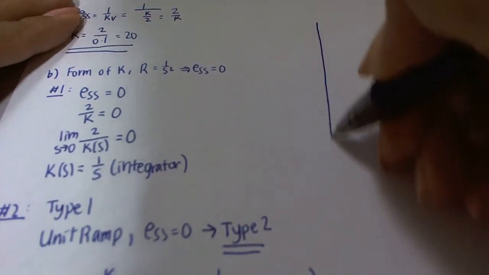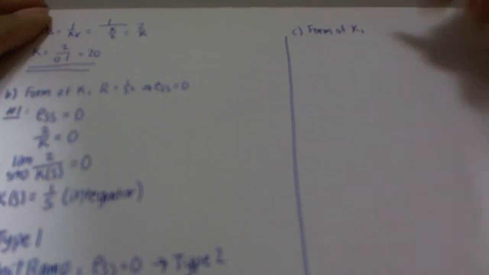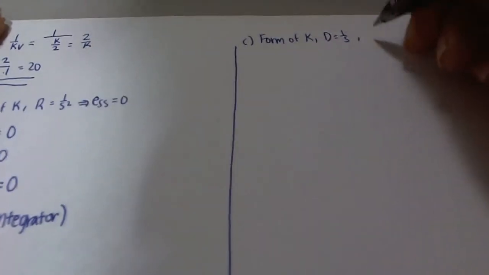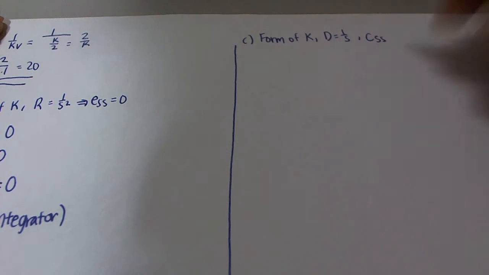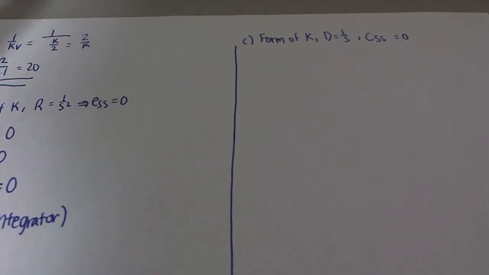And finally, let's move on to the last part of the question. It's asking the form of K such that for a disturbance input of a unit step, we get the steady state value from disturbance equal to 0. In other words, we want K such that the disturbance has no effect on the system output at all, which is what we want. We want a controller that eliminates the effect of the disturbance on the final steady state response.